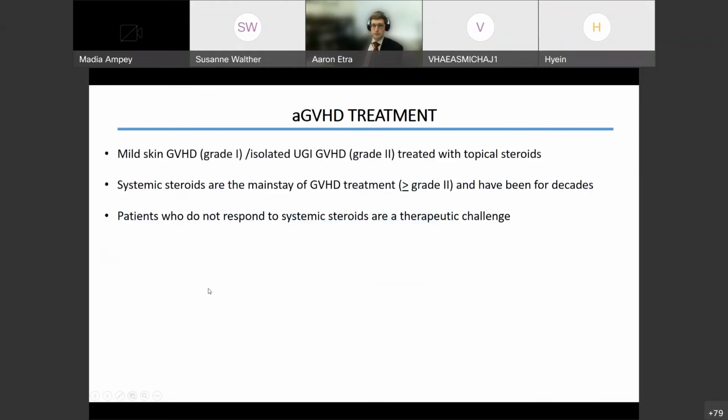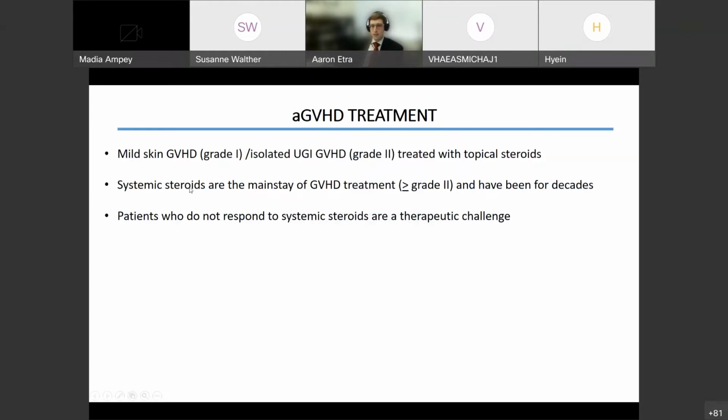Treatment. So graft versus host disease treatment for mild skin GVHD, so a localized, relatively mild rash in many cases, or an isolated upper GI GVHD, again, anorexia, nausea, vomiting. These folks would be treated with topical steroids. So you may ask, how would you treat a GI tract with topical steroids? That would be using something like budesonide, so theoretically a non-absorbable steroid preparation.